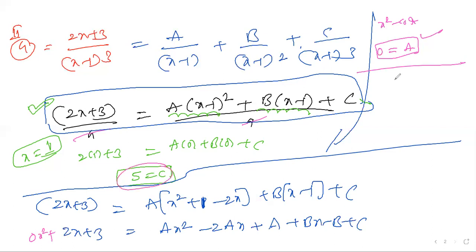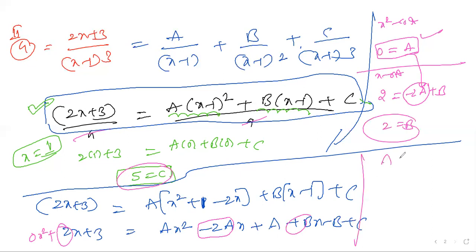Next, if you take x coefficients, what are you going to get? The x coefficient here is 2. So 2 is equal to the x coefficient: minus 2a plus b. So already you know a is equal to 0. Once you substitute a is equal to 0, the answer is b is equal to 2. So you got a is equal to 0, b is equal to 2, c is equal to 5.